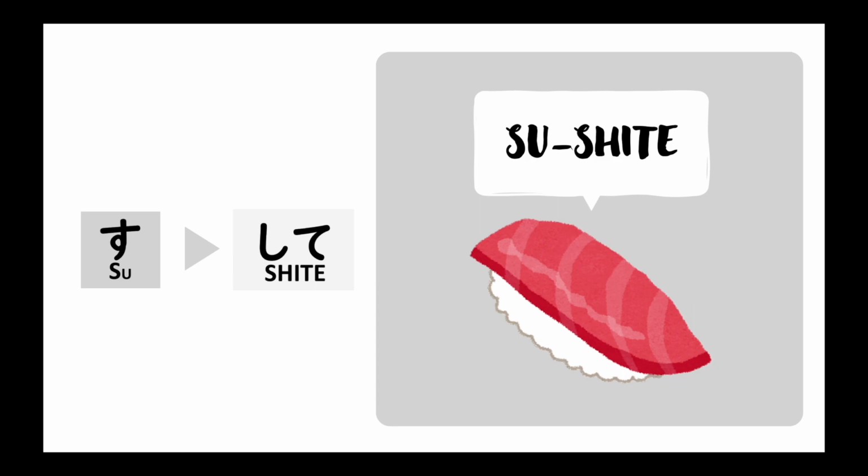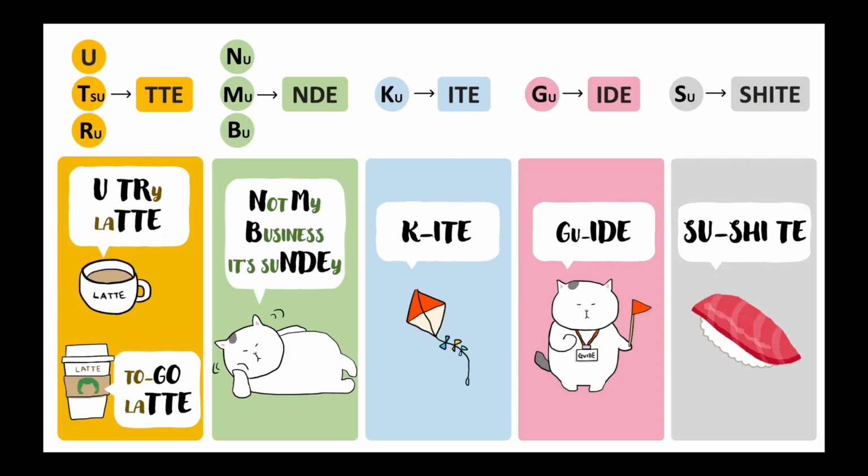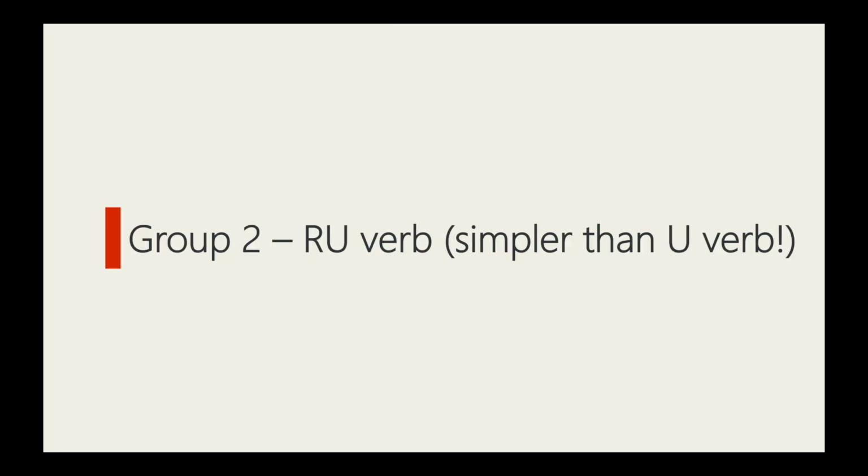U-verbs ending with su is changed to shite. So you can think of sushi and memorize sushite. Okay, we just looked at the 5 rules for U-verb conjugations. Now let's see how we change RU-verbs to te form.